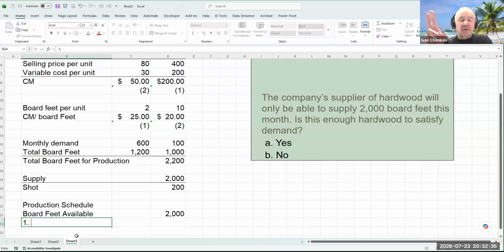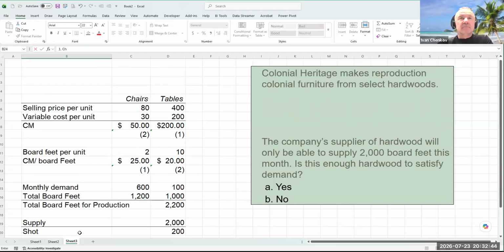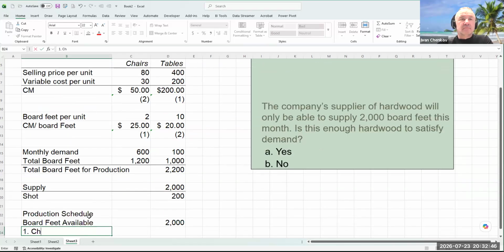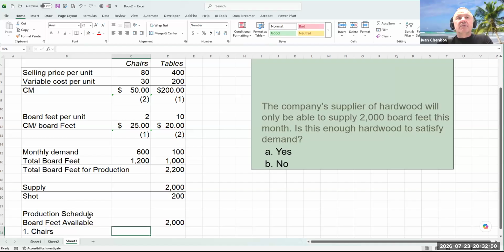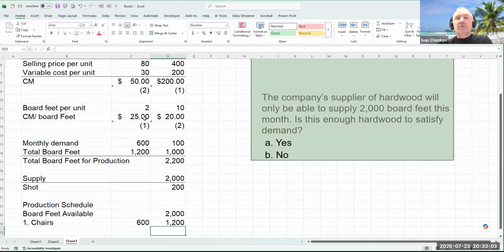We're gonna focus on, sorry, not the table, the chairs. And we're gonna produce the entire chairs, which is 600. To produce 600 chairs, we need 2 board feet per chair. That means 600 times 2. We're gonna use 1,200 board feet.